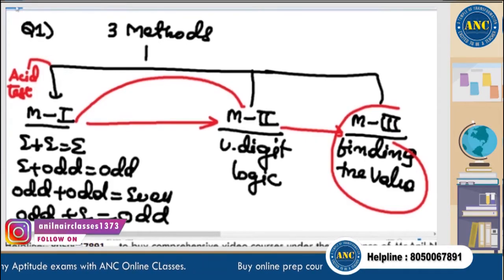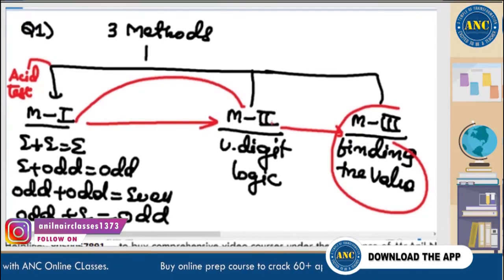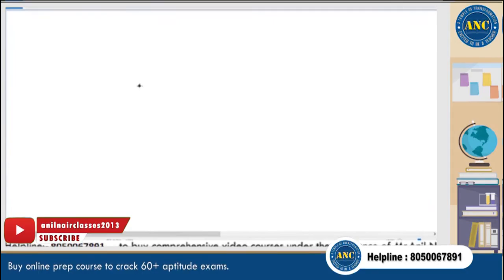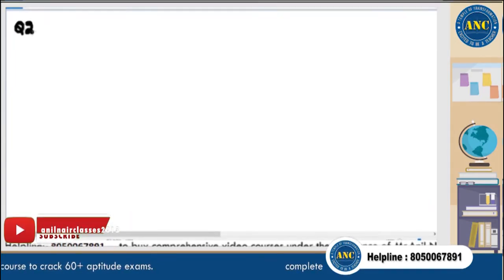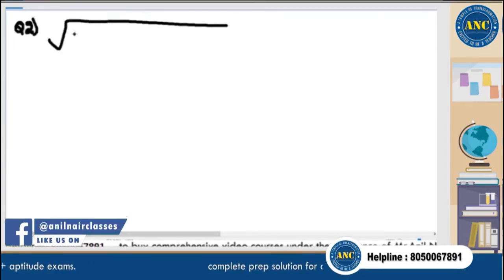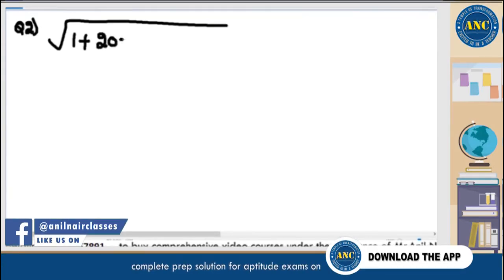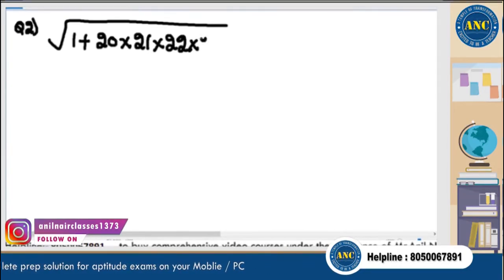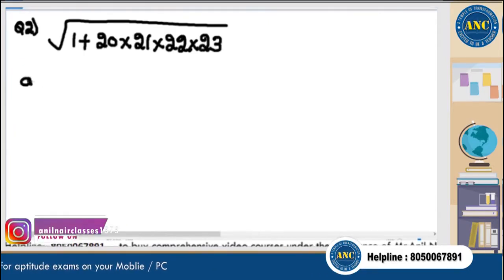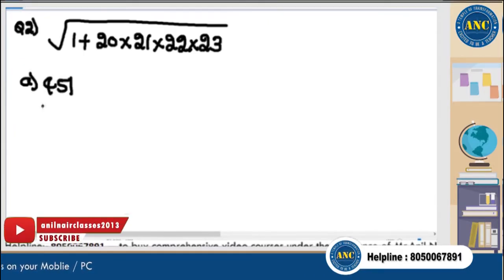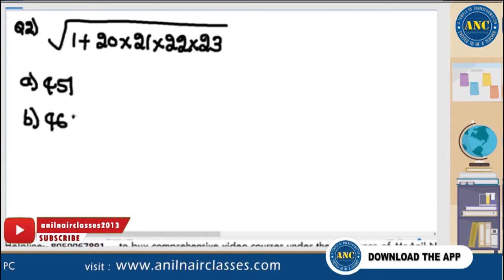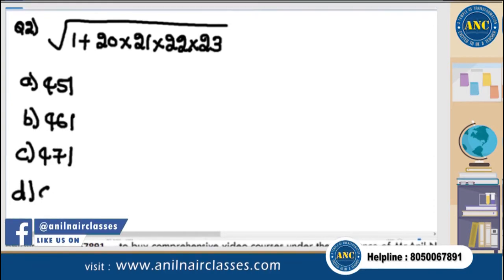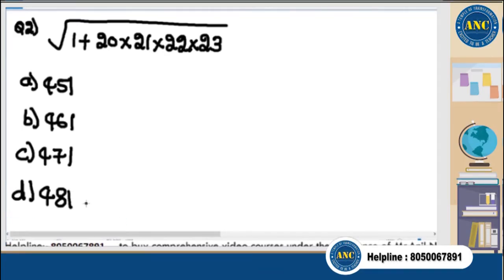Question 2. Please write down question 2. What is this acid test? Another competitive exam question. What will all people do, sir? 1 plus 20 into 21 into 22 into 23. Options: 451, 461, 471 and 481.